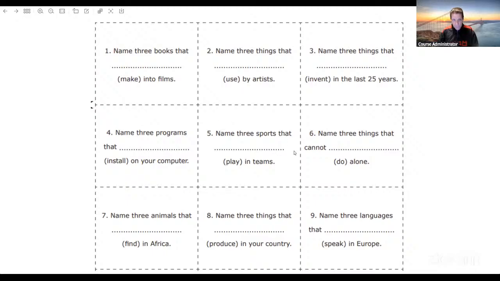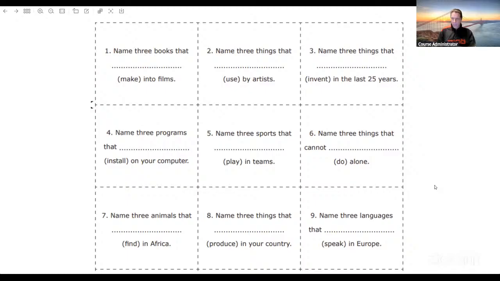And okay, what about, let's name number 5. Let's name 3 sports that are played in teams. So do you like to play team sports or do you like to play individual sports? So 3 sports that are played in teams. Basketball. Basketball is played in a team. How many players in a basketball team? 5 players. Okay, so basketball is played in a team. Other team sports include ice hockey. Ice hockey is played in a team, and also let's do volleyball. Okay, volleyball is also played in a team.